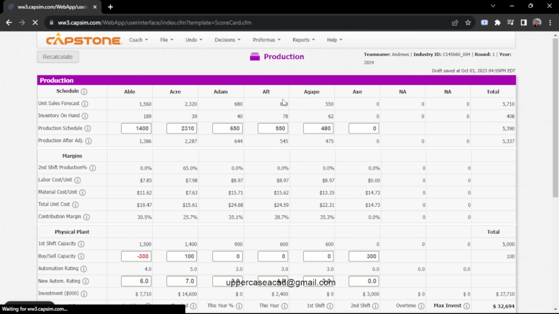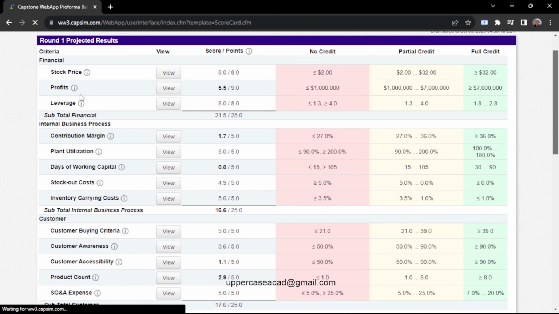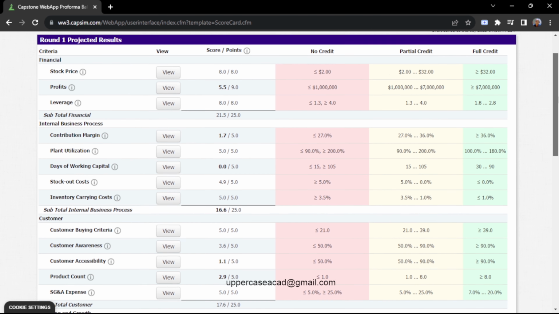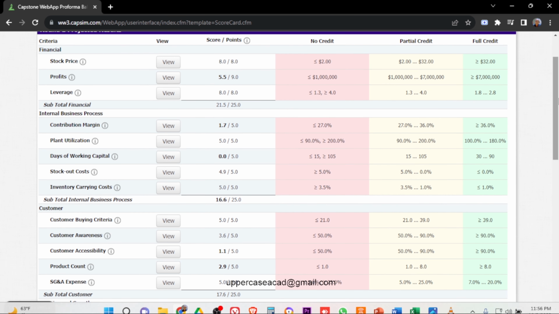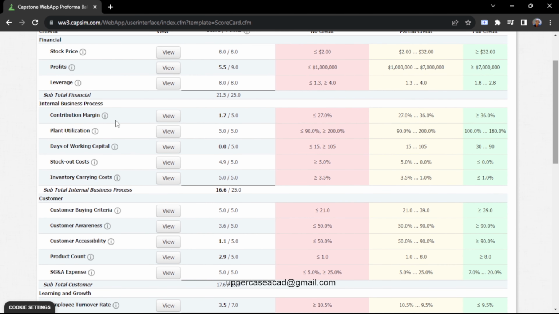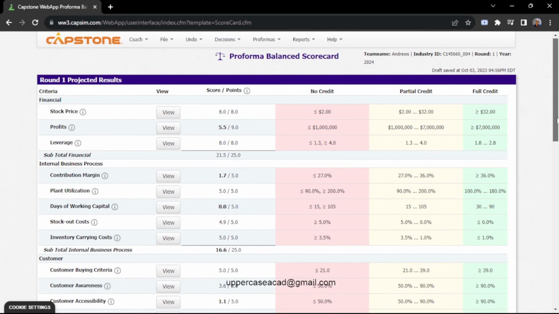Before I venture into the finance segment, let me check on my balanced scorecard to see what my projections are in this round. If you look at my balanced scorecard, I see that I'll not be able to make more profit in this round, because most of the funds are being used in the development of the plant. So I'll not be able to have more profits. Then my contribution margin is low. Also, my days of working capital is less.